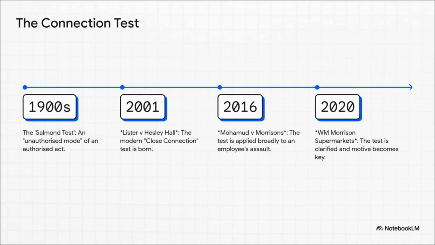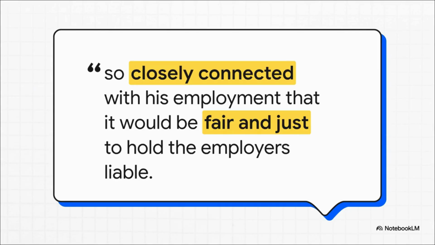Basically, was the employee just doing their job but in an unauthorized way? But then you had these really difficult cases involving intentional wrongs, like assaults, and that old test just didn't work. This led to the modern close connection test, which has been tweaked and refined in a whole series of really important cases. And here it is, this quote from the massive case of Lister gives us the modern test.